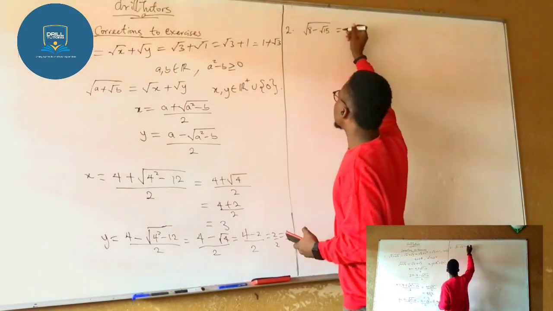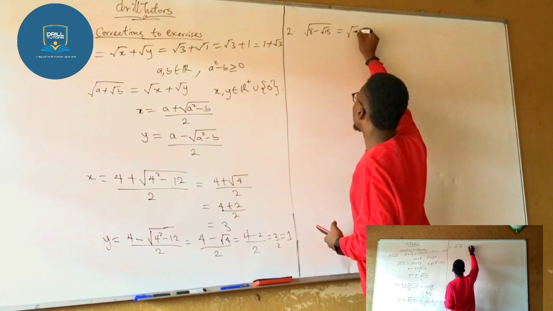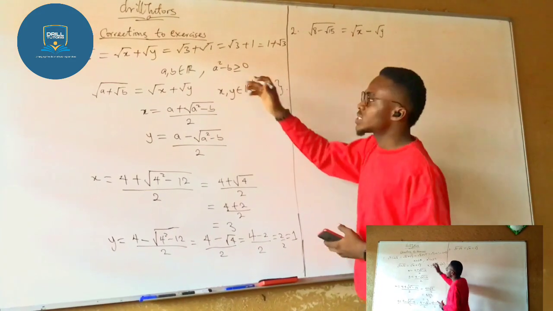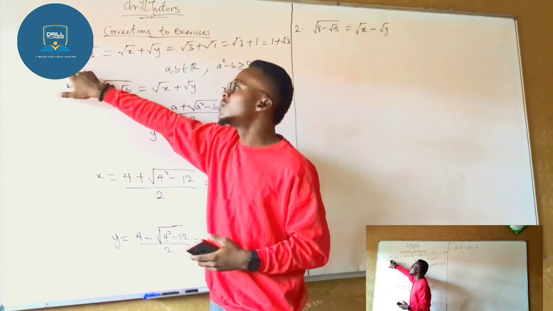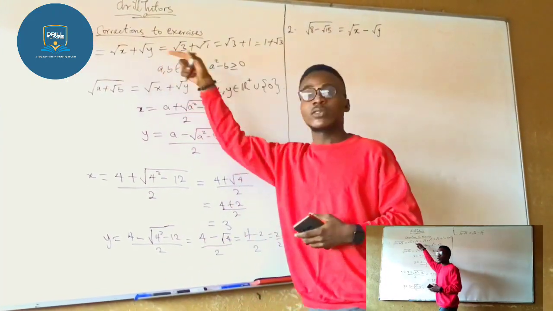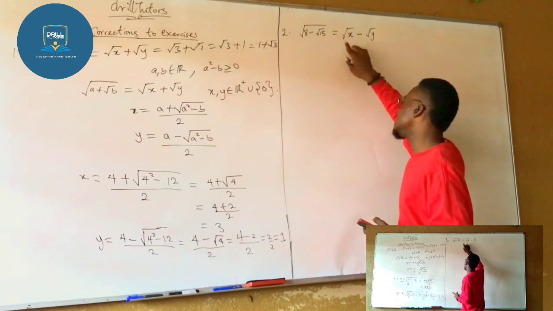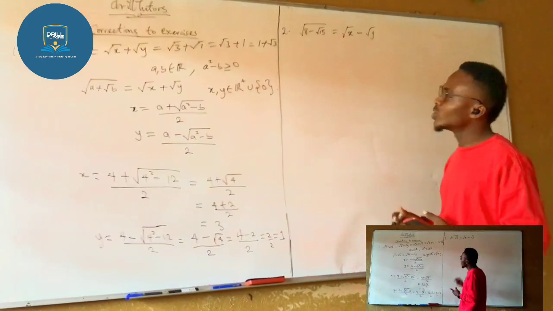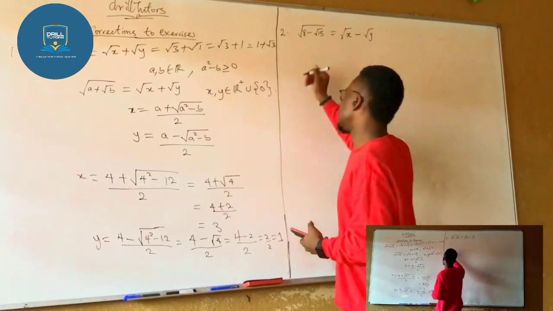Now, the solution to this, we want to express it in the form the square root of x minus the square root of y. We said that when it is addition between them, the solution is the square root of x plus the square root of y, and when it is subtraction, it is the square root of x minus the square root of y. So how do we solve this? The same process is applied.